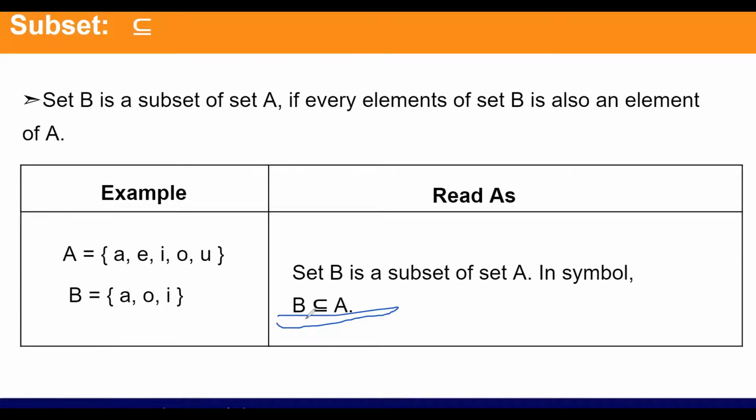Now, why do you think B is a subset of set A? Look at the elements of set B. A, we can find A in set A. We can find O in set A. We can find I in set A. That's why B is a subset of set A. So I hope you understand.